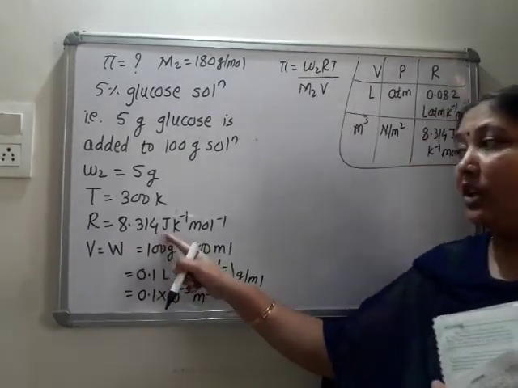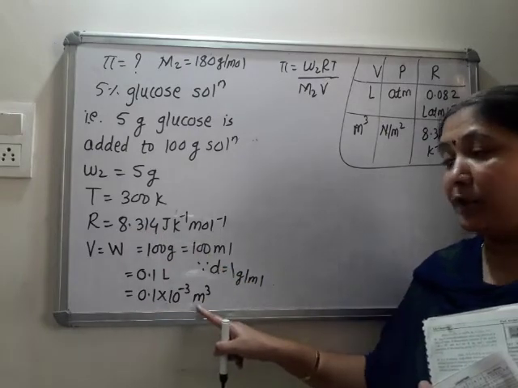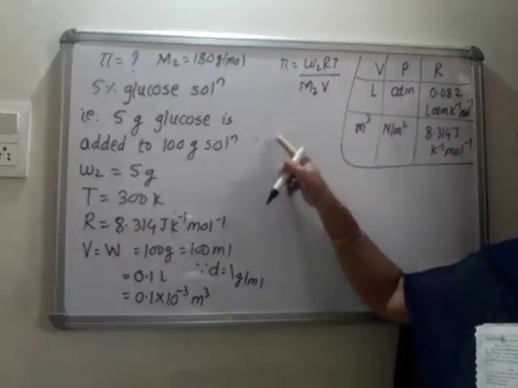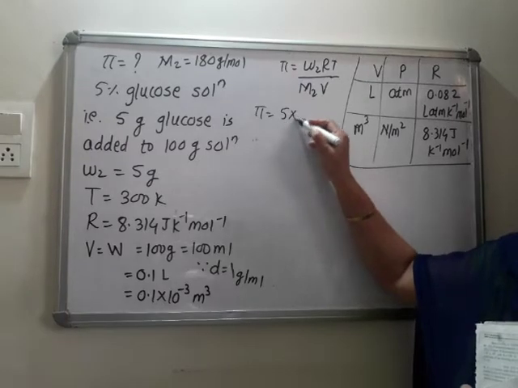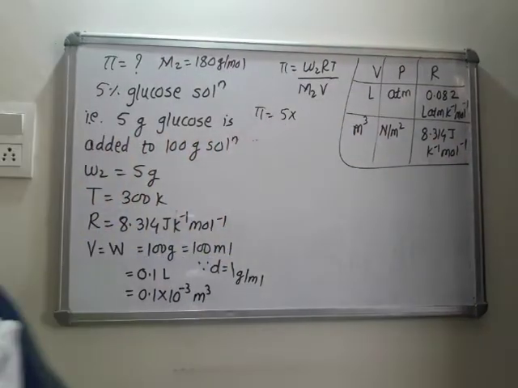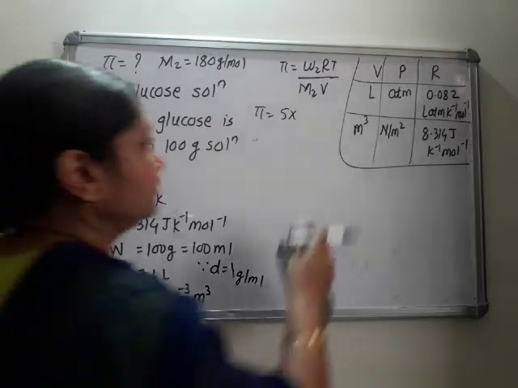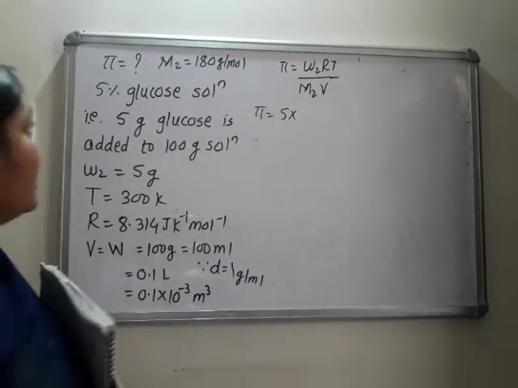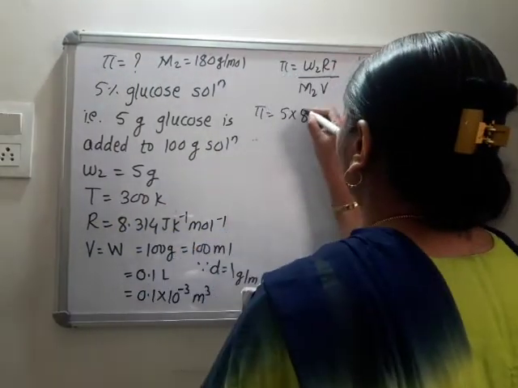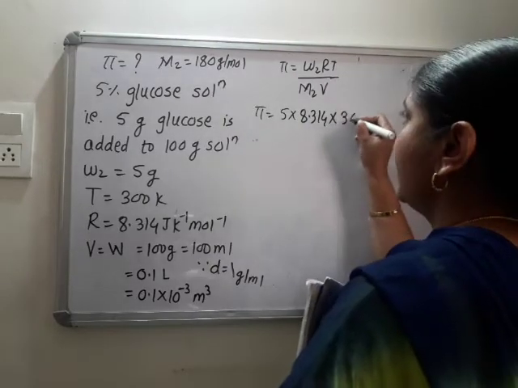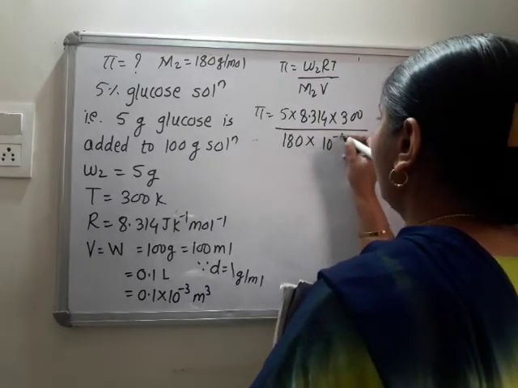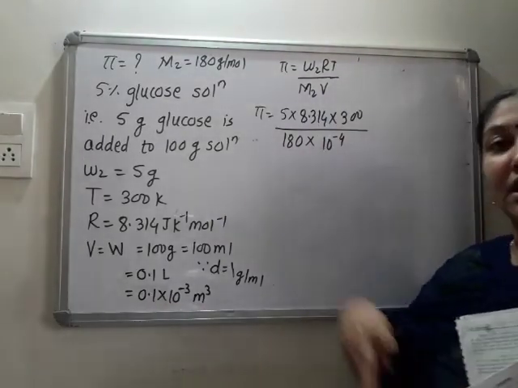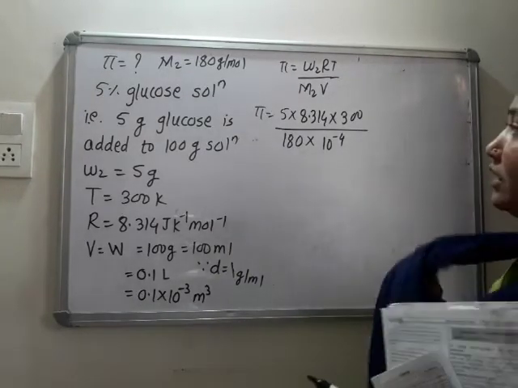Here they have given value in joules. So this volume must be expressed in meter cube. So put it in this and calculate pi. So pi is equal to W2 is 5. Shall I rub this? Yes. W2 is 5. R is 8.314. Temperature is 300. M2 is 180. And volume is 0.1 into 10 raised to minus 3. So, I can write this as 10 raised to minus 4.